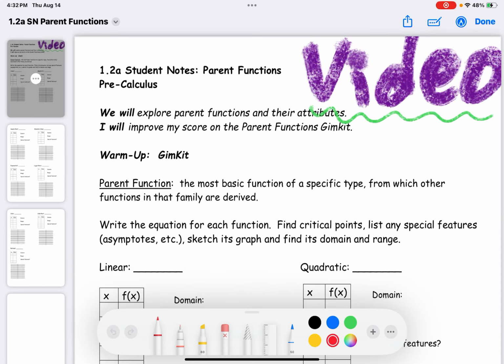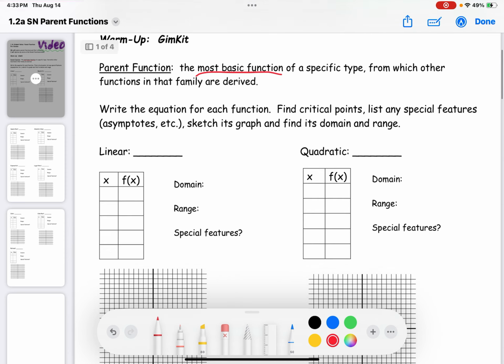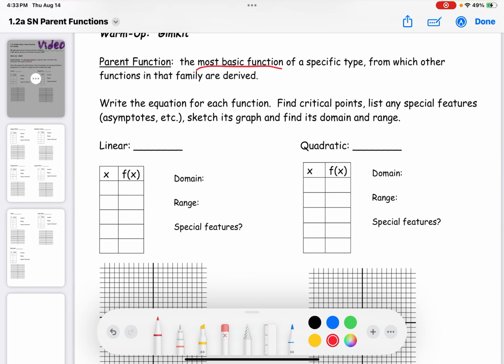Welcome to 1.2a. This is parent functions. A parent function is the most basic function for a specific function family, and all of the other functions in that family are derived from it. So we're going to look at each parent function, write its equation, find critical points, list any special features it may have, graph it, and sketch its domain and range.